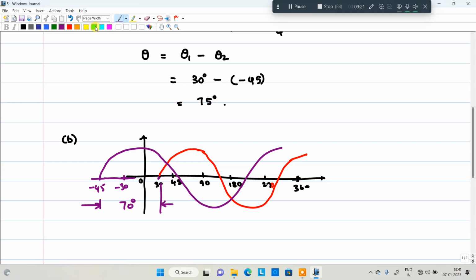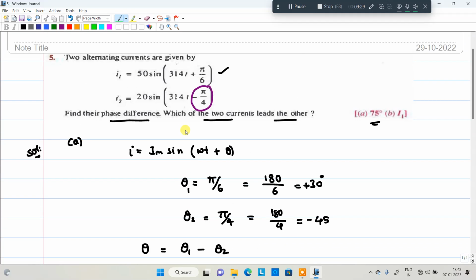Which one is the lead? So current I1 is a lead compared to I2. So I1 is leading. So the answer is I1. Okay, this is the explanation of the tutorial problems. Thank you.